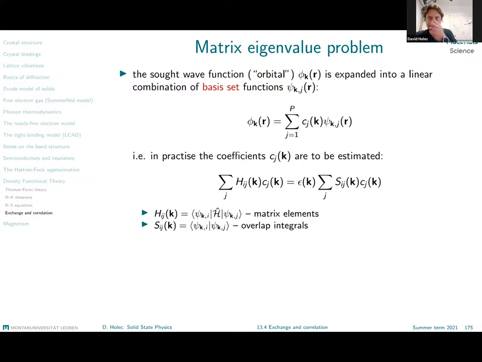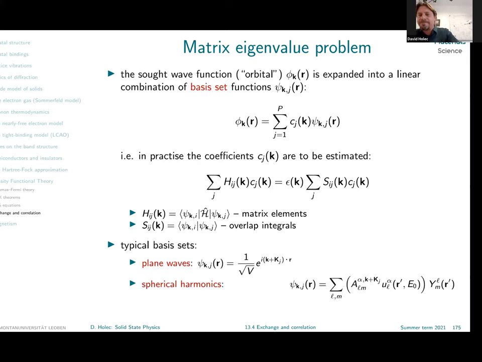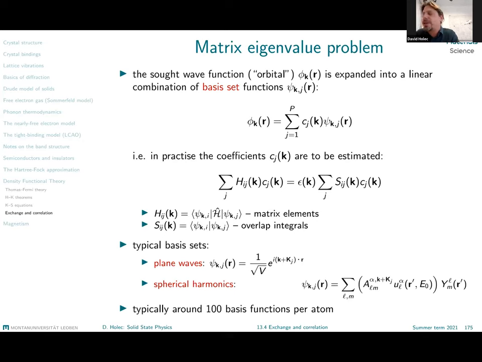In practice, this is done by a matrix eigenvalue problem, and I will not go too much into detail here. If you're interested, I suggest that you maybe sign up for the atomistic modeling lecture that we have in the winter term. The machinery under the hood is that we have now transformed the quantum mechanical problem, the Schrödinger equation, which is a partial many-body differential equation, into, once again, a linear algebraic system, a system of linear equations, which we need to solve.